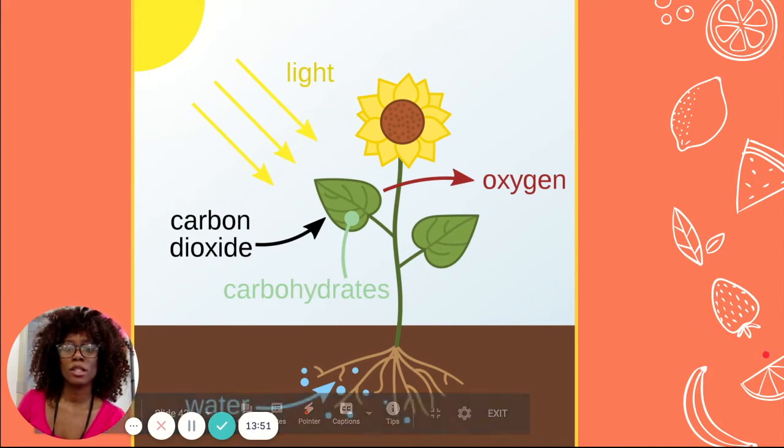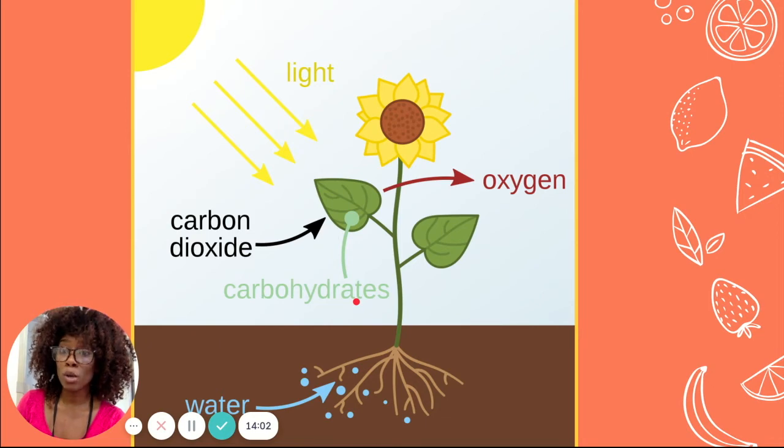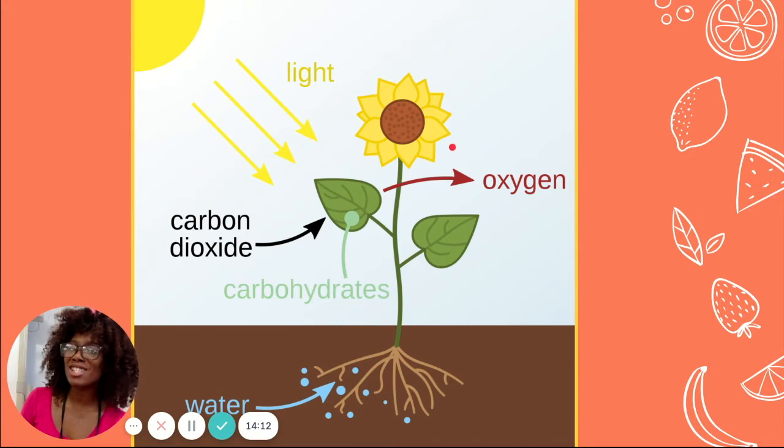So again, this is what photosynthesis looks like. We have water coming in through the roots, we have sunlight coming in from the sky, and we have carbon dioxide from the atmosphere. That is going to produce carbohydrates, glucose, sugars, those are all the same thing, and gives off oxygen, which is why we love plants so much, because they give us oxygen.